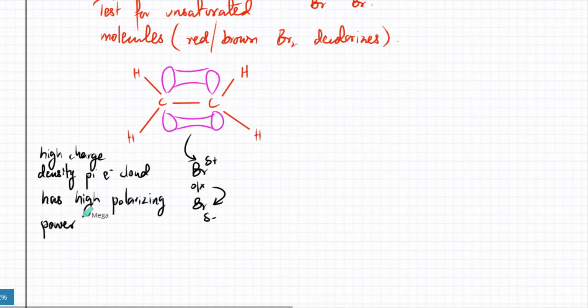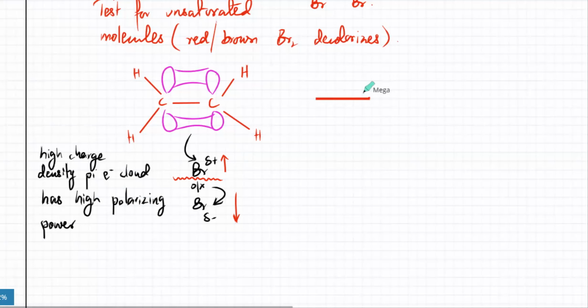And what this would do is rip the bromine molecule apart. One of the bromines, the negative one, would get repelled, while the positive one would be even more attracted. So there's going to be heterolytic bond fission, and the molecule is going to break in the middle. And that's what's going to happen.